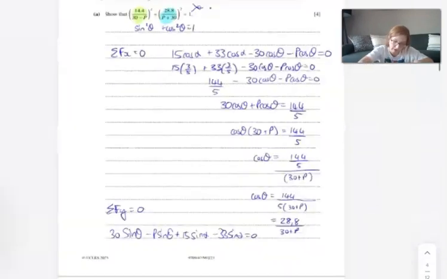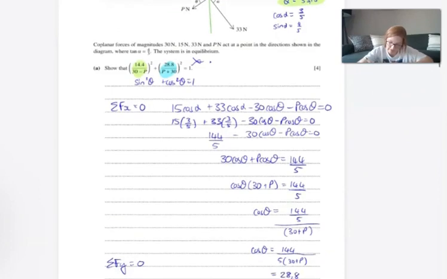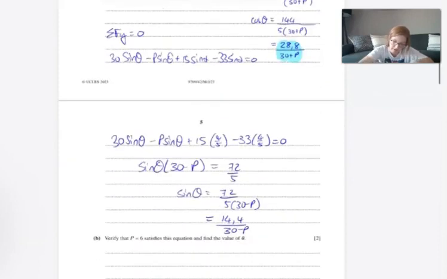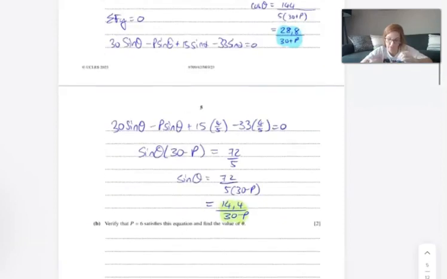So I've got my 28.8 over 30 plus p. Let me rather make that blue, because I've already highlighted that. So that's my cos theta. And then the other one is 14.4 over 30 minus p. Okay, so I've proved the one is cos theta and the other one is sine theta, and I know my trig identity is that.